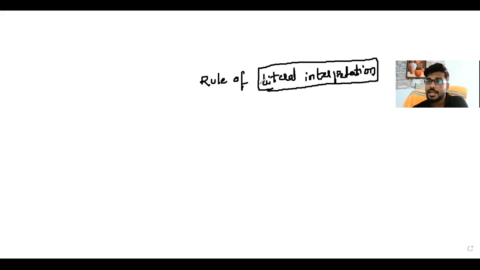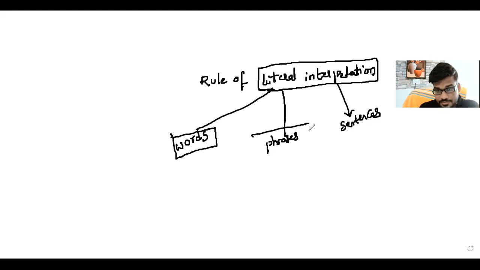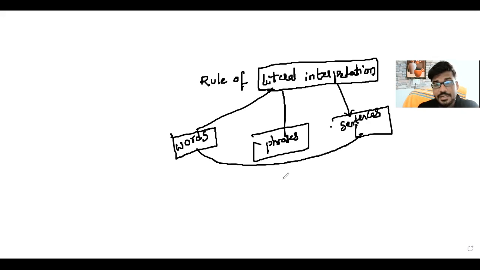Generally, in any act, they can use some words, they can use phrases, they can use sentences. According to this rule, it clearly says that if any statute, any act uses words, phrases, and sentences, then these words, phrases, or sentences must be understood.